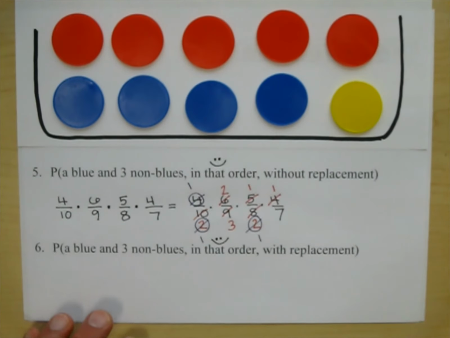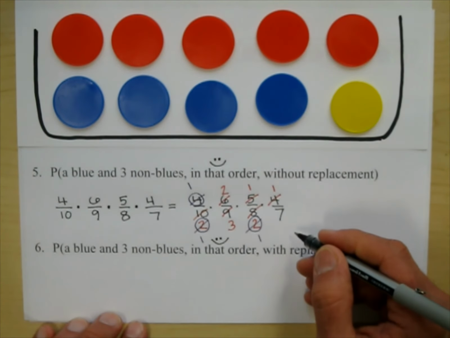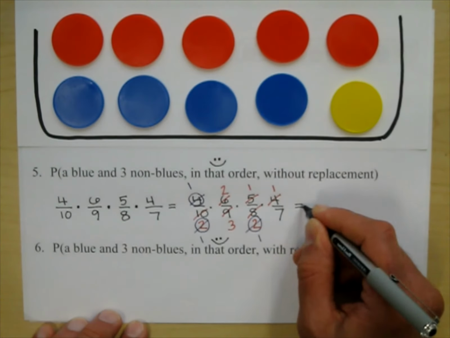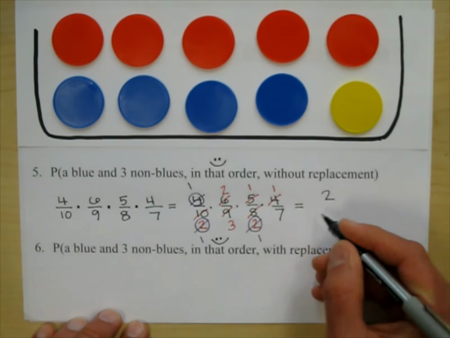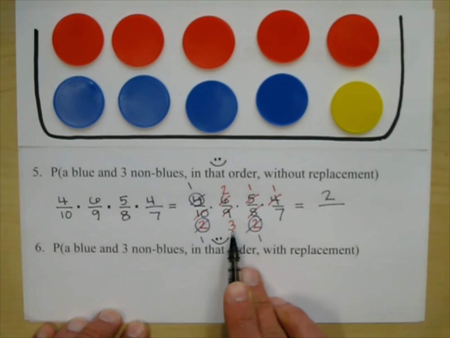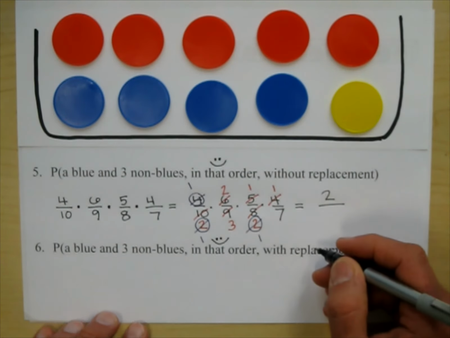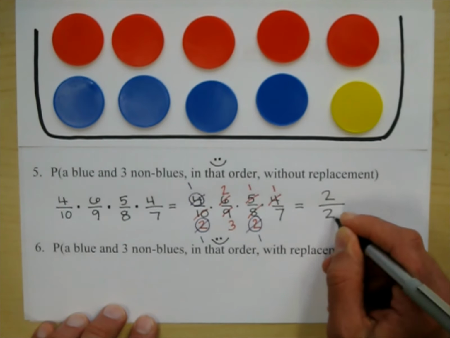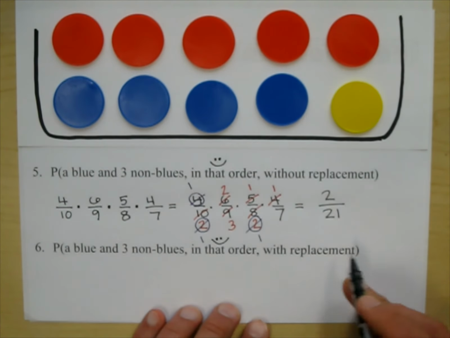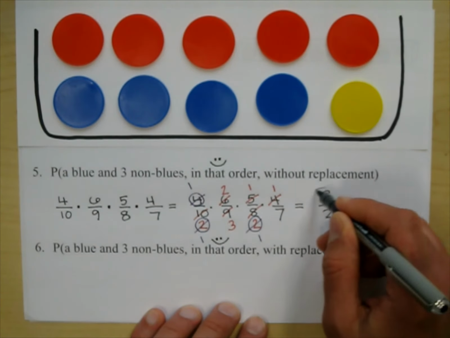And after that mess is over, we have 1 times 2 times 1 times 1 on the top, which is 2, because of that 2 there. And on the bottom we have 1 times 3 times 1 times 7. So 3 times 7 is 21. I think it's 21, yeah. And so our final answer is 2/21.